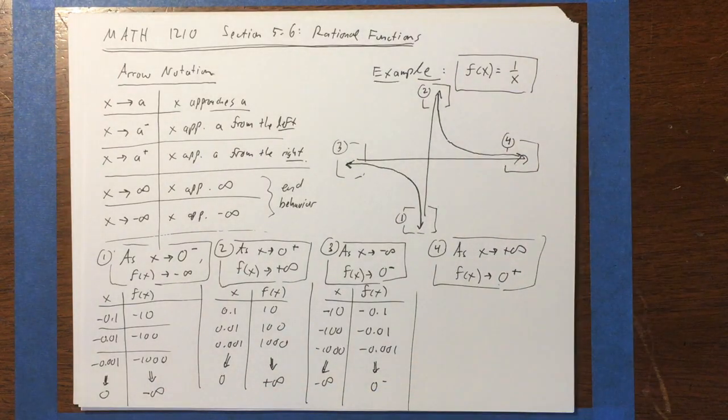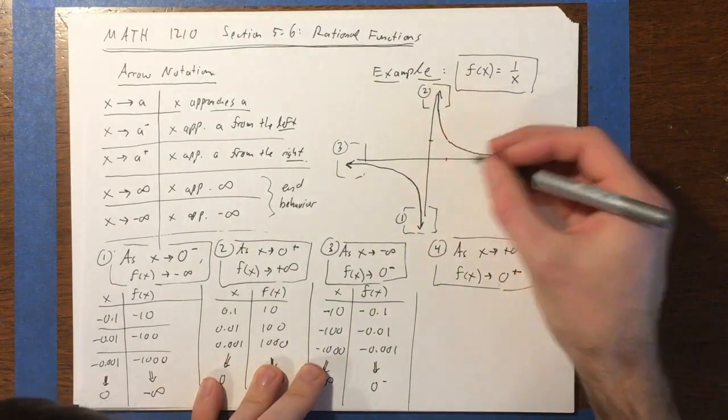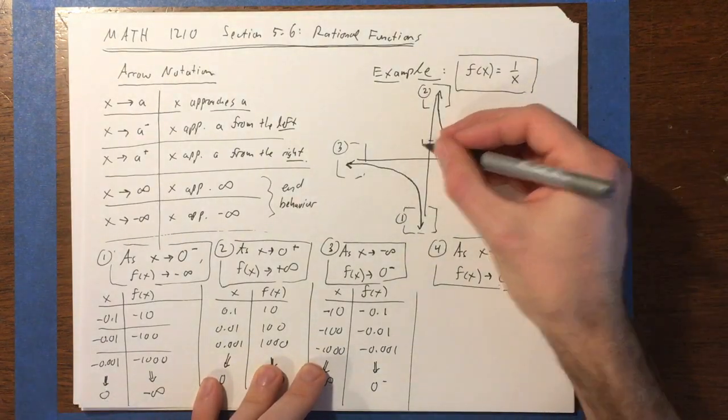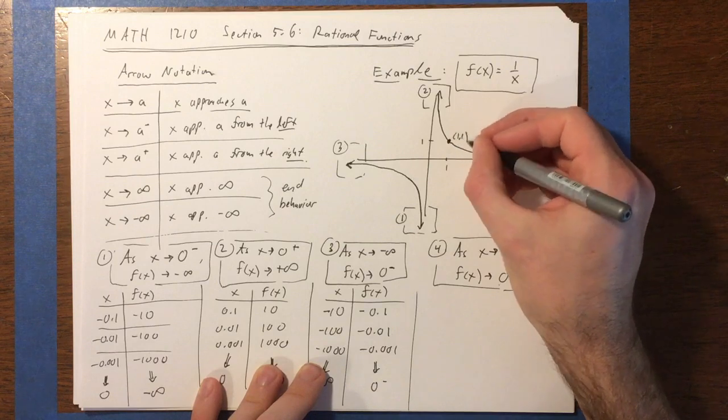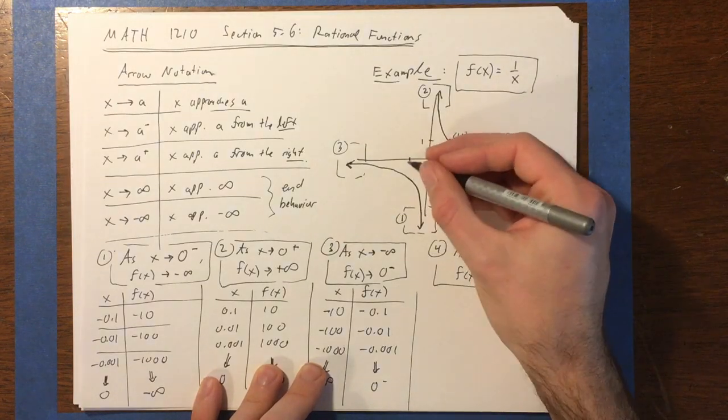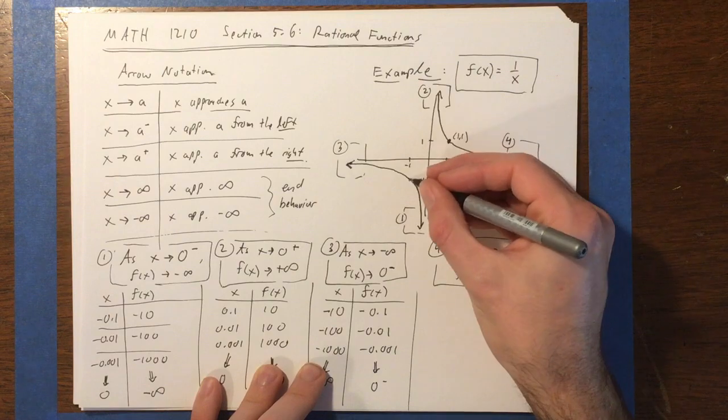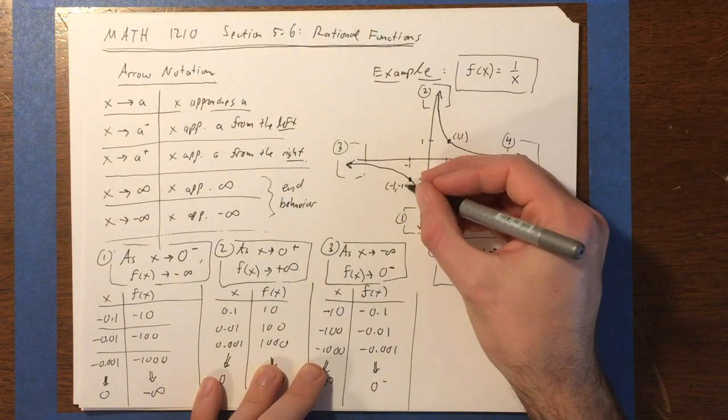So this is the graph. This is the graph of y equals 1 over x. And actually, if you want to stick in some values here, 1 over 1 is equal to 1. So it has a point right here at 1, 1. And 1 over negative 1 is equal to negative 1. So it has a point right here at negative 1, negative 1.